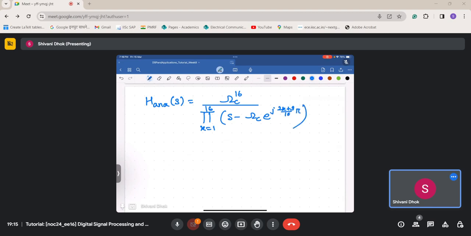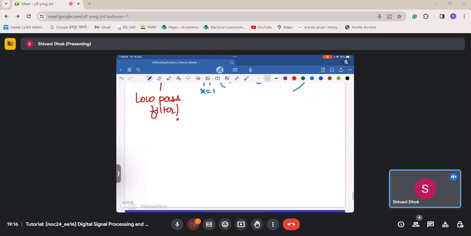Now what should be the next step here? What have we obtained? This H analog of S, what is this quantity? This is basically a low pass filter. Right. So now we need to convert, or rather transform, it to our required band pass filter.